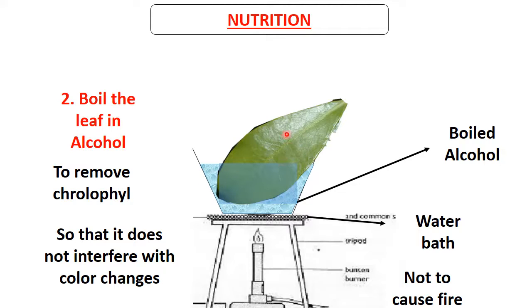When we are testing for starch, we expect the iodine solution to turn blue-black if there is starch. But if there is this color, it might interfere with the results of the experiment. So we need to make sure that there is no color on this leaf for us to test. So we boil the leaf in alcohol so that we remove chlorophyll so that it does not interfere with the color changes.